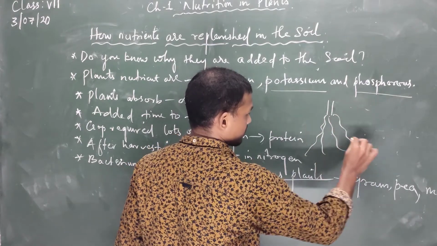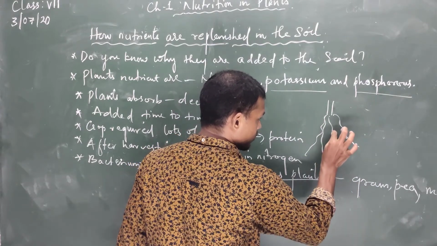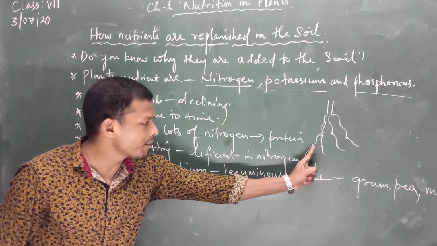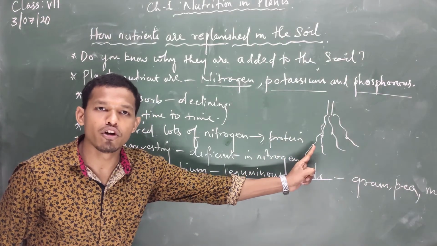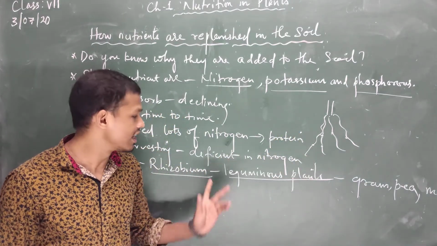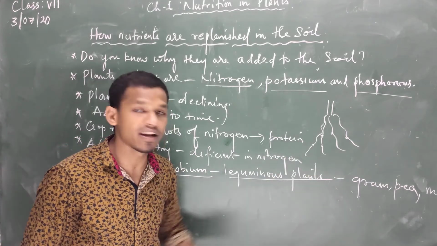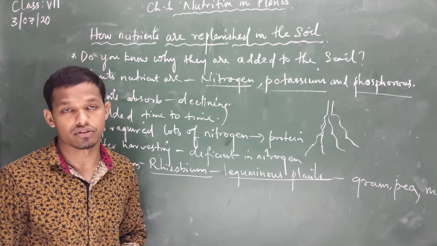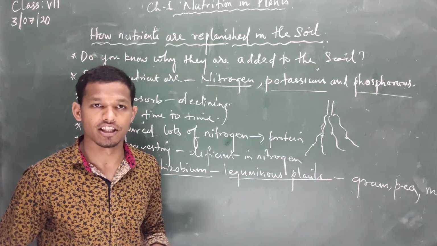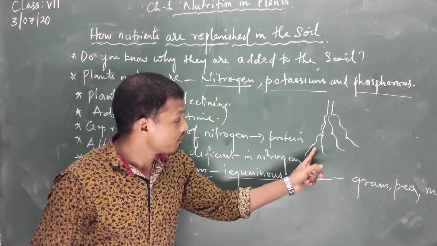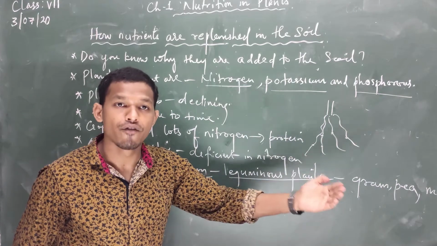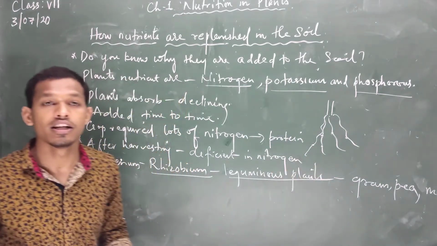Suppose we draw a root system. You will find in the roots some dots. In the dots, this rhizobium lives. But this rhizobium bacteria will not prepare its own food. It depends on this leguminous plant. So how are they getting this food? They carry out symbiotic nutrition. They have a symbiotic relation. Because this bacteria will not prepare its own food, this leguminous plant will provide food and shelter to this bacteria. Therefore, they are associated with a symbiotic process.